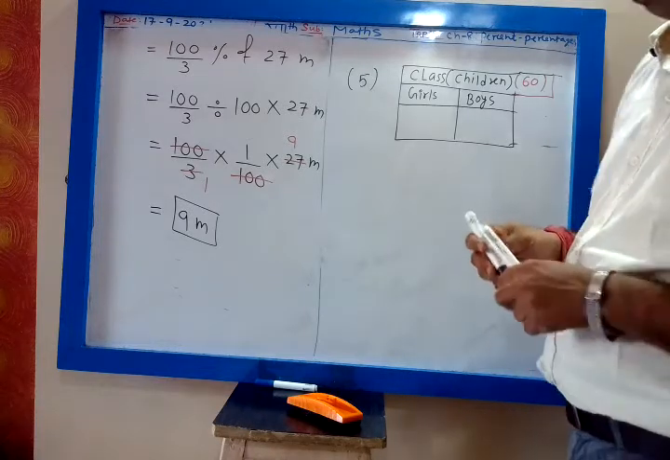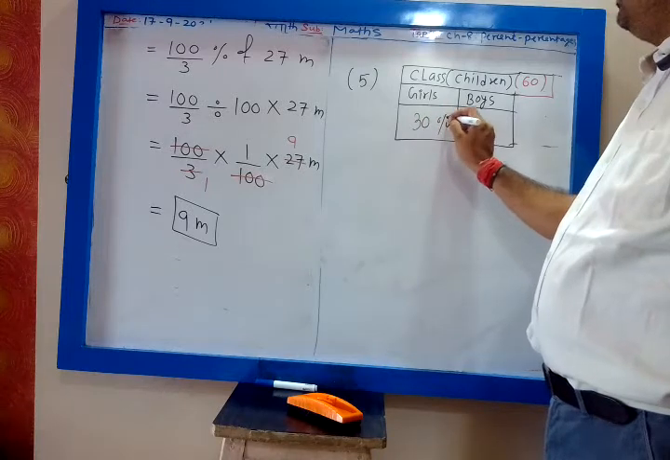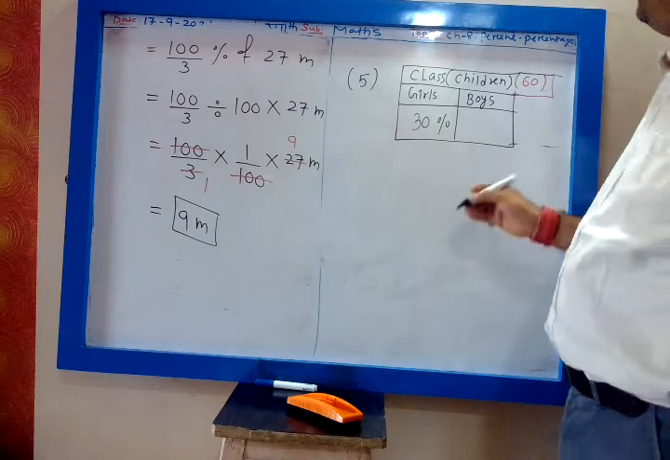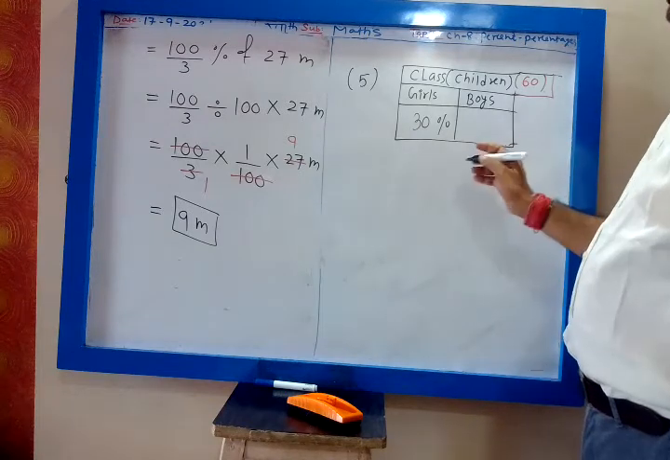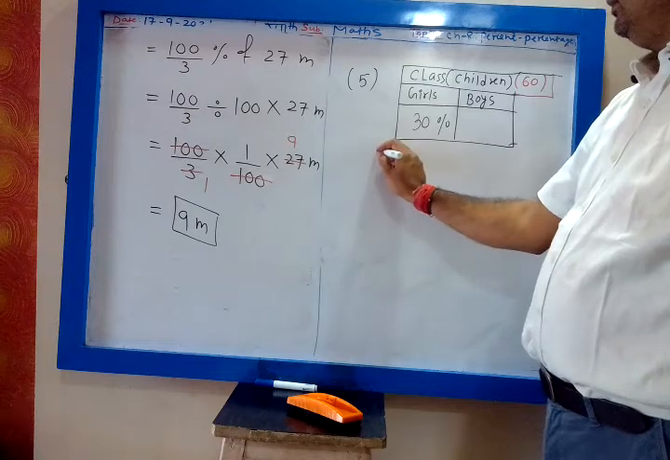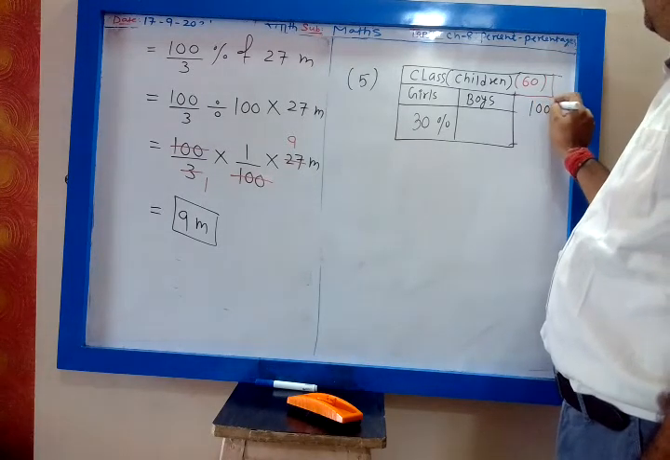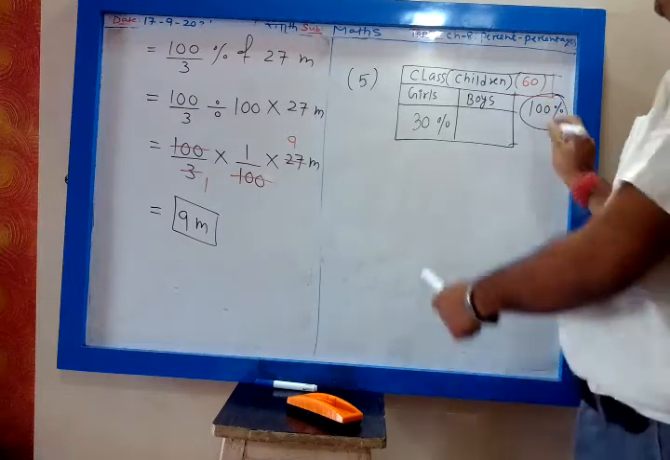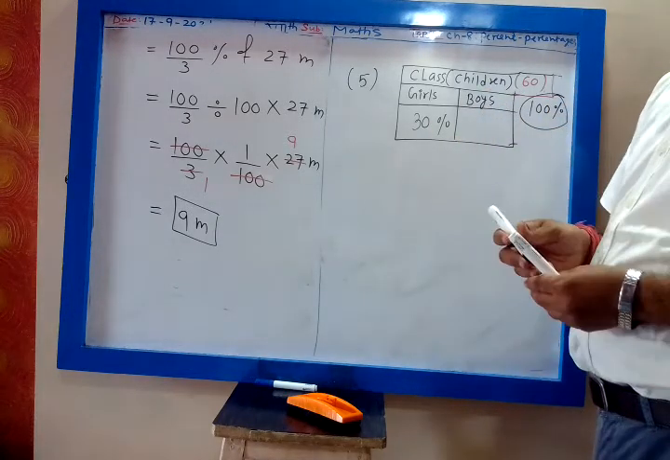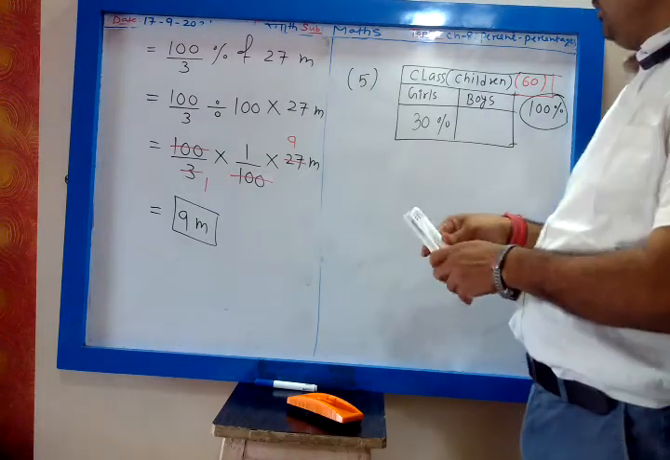Then 30% are girls. Find the number of boys. How many boys are there? So we write, see here, total it is 100%. Out of this 100%, 30% are girls. So the remaining will be boys, no? Yes.